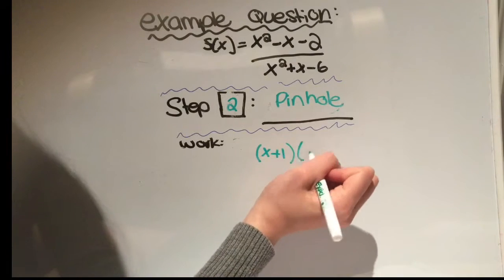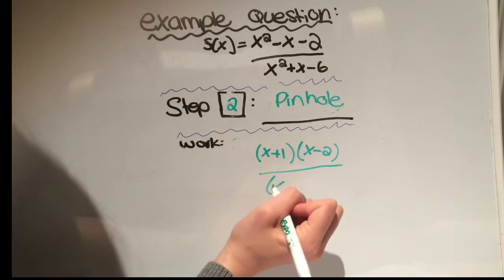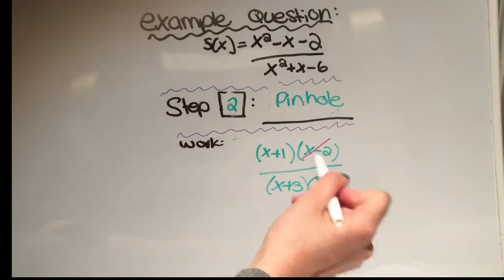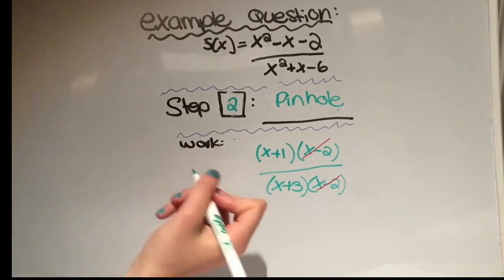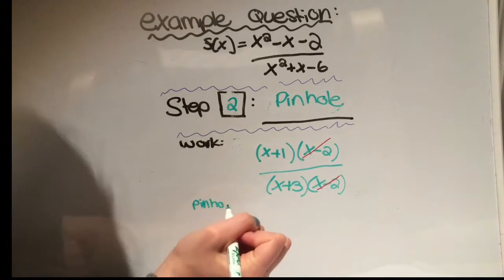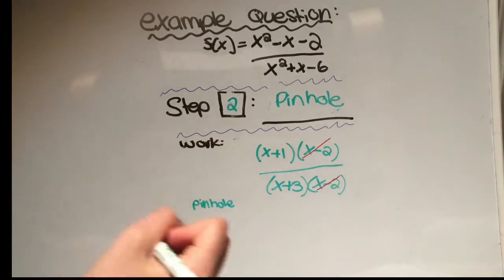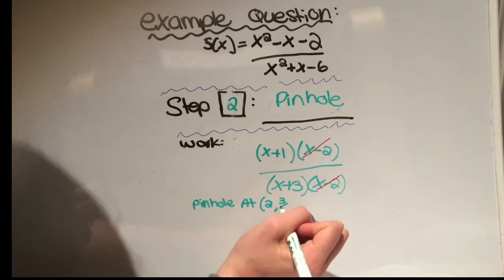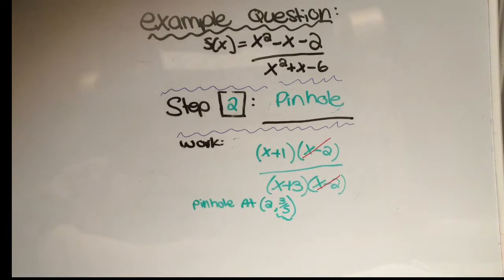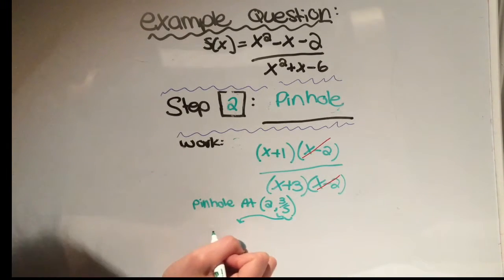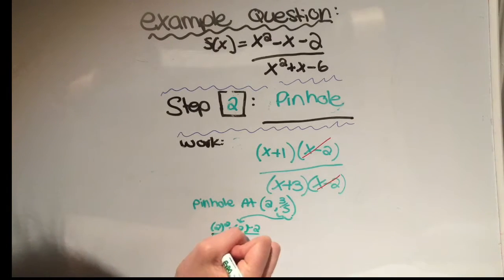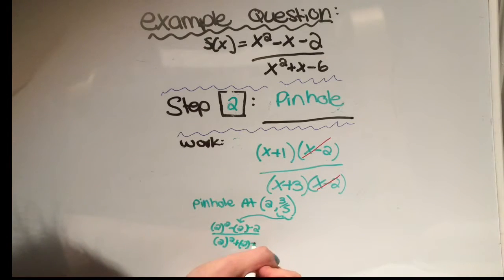After both expressions are correctly factored, the second step will be to check for any common factors, also known as pinholes. In this case, it is x subtract 2. A pinhole is a break in the graph. In this example, the pinhole is at 2 and 3 over 5. You can find this by plugging 2 back into the original equation. As you can see, once I plugged 2 back into the original equation, I got 3 over 5. You can use either the unfactored or the factored equation.